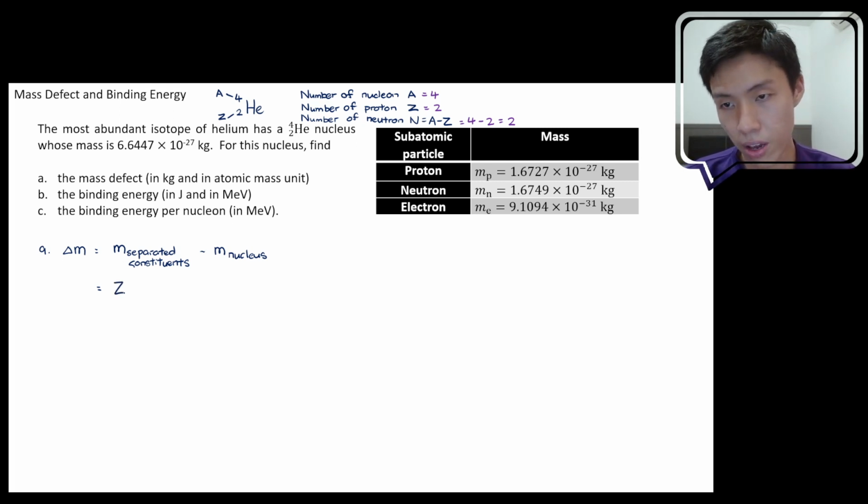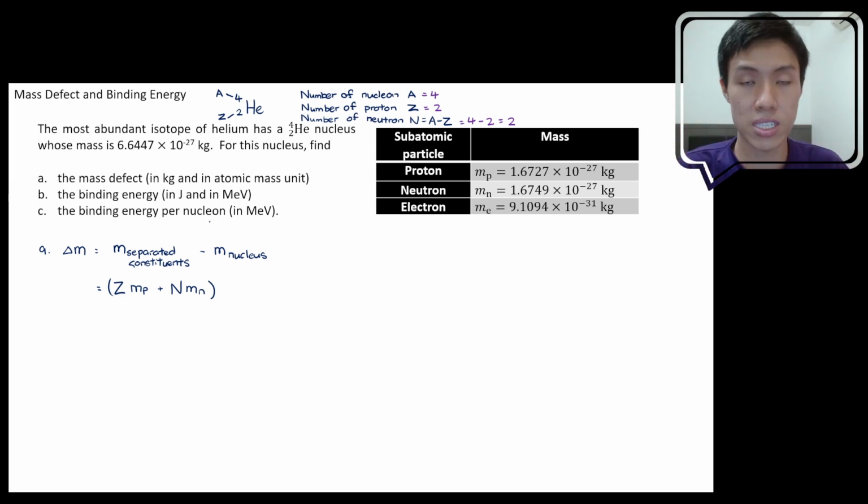We know that we have Z number of protons, so Z multiplied by the mass of one proton. You have N number of neutrons multiplied by the mass of one single neutron. So that gives us the mass of the separated constituents, all the individual masses. When you add up, what is their total mass when they are separated? Then you're going to subtract the mass of the nucleus itself.